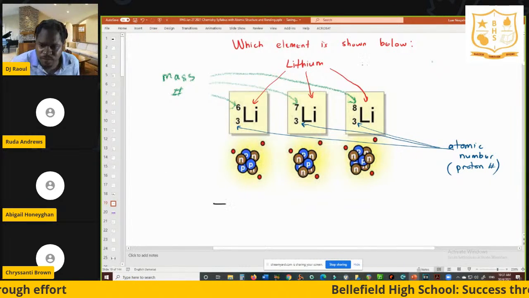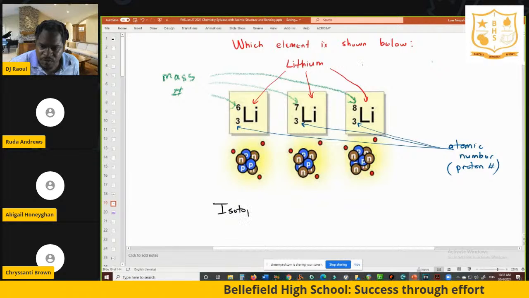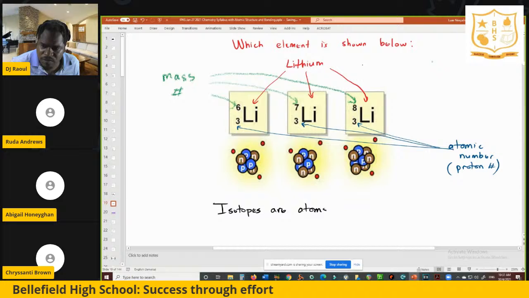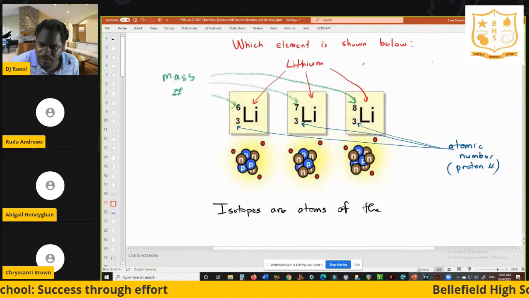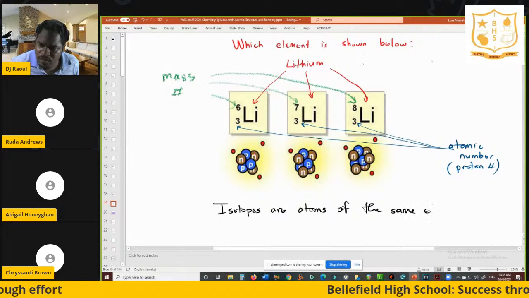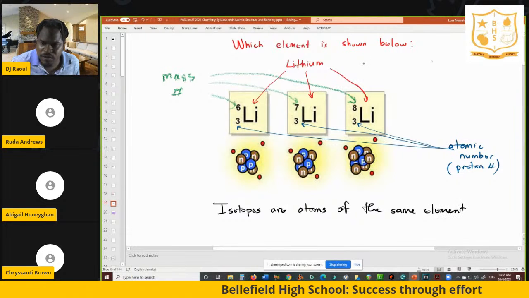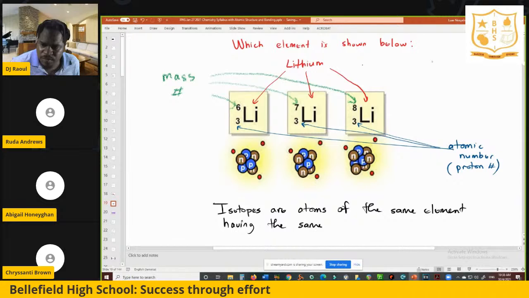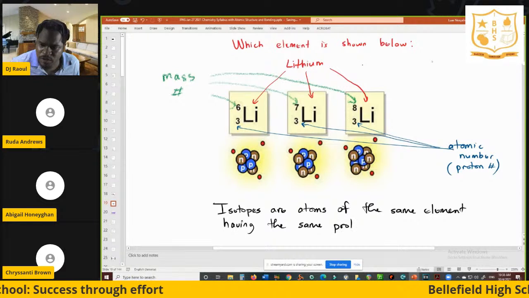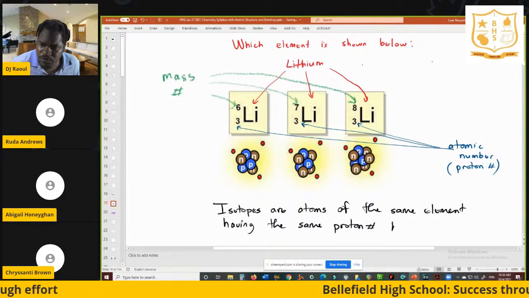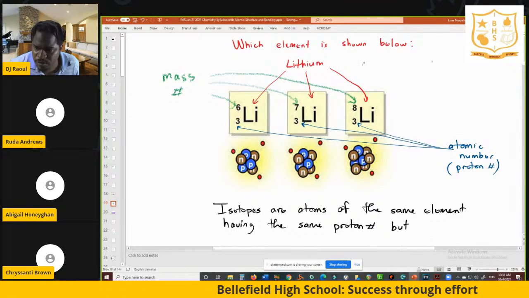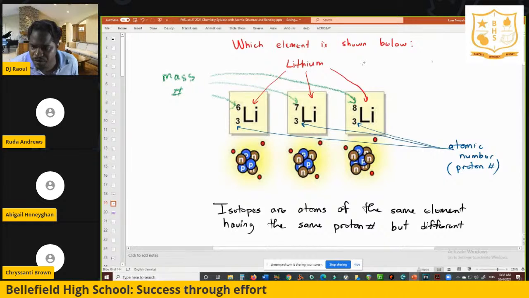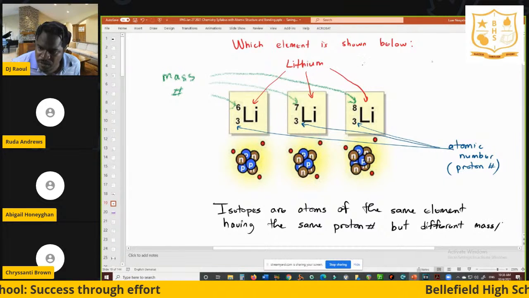All right, so isotopes are atoms of the same element, having the same proton number but different mass number. Let's just start with what you learn from this then. Different mass number. All right.